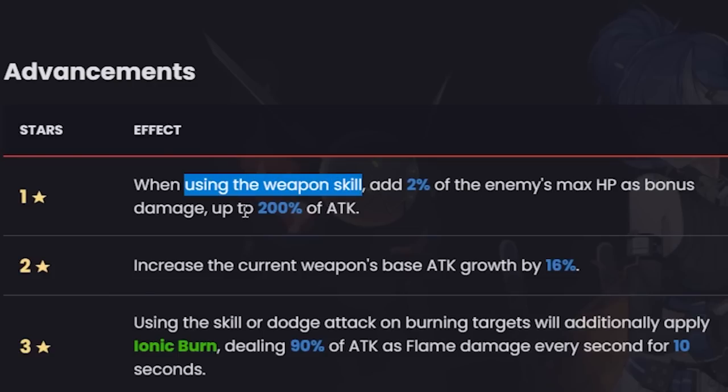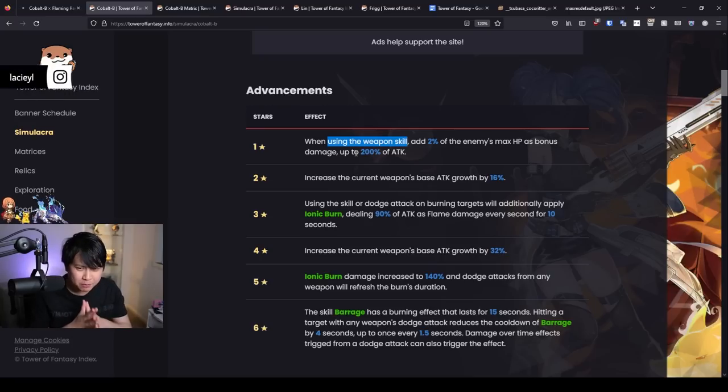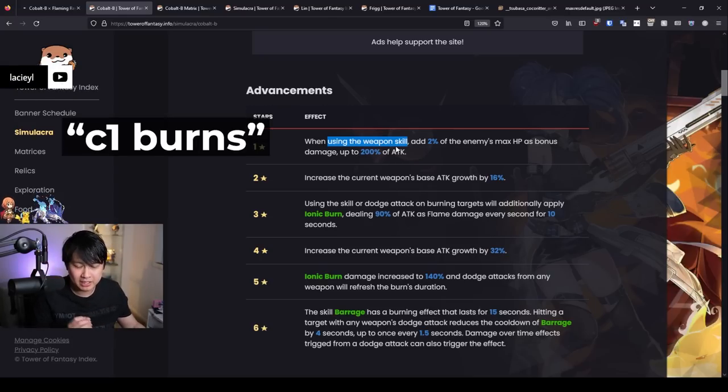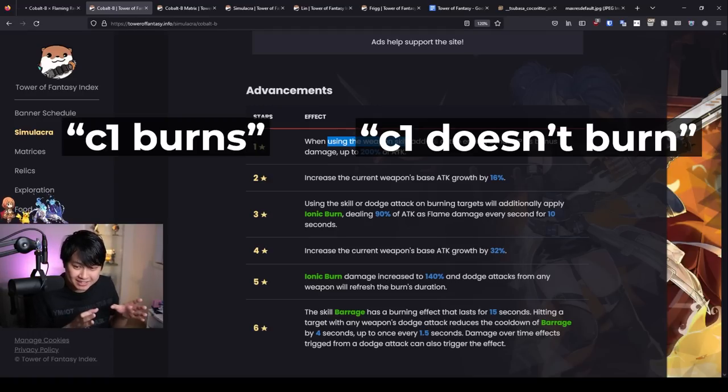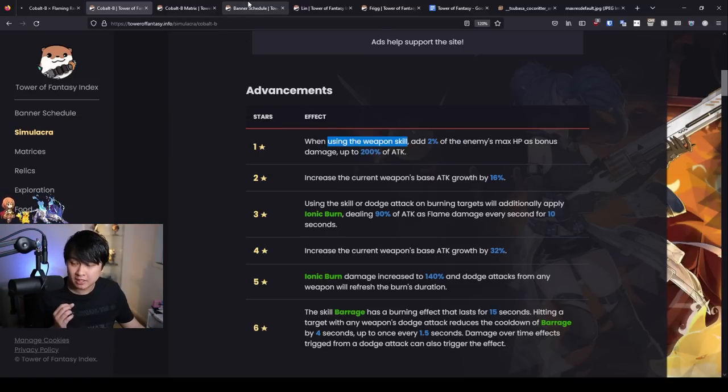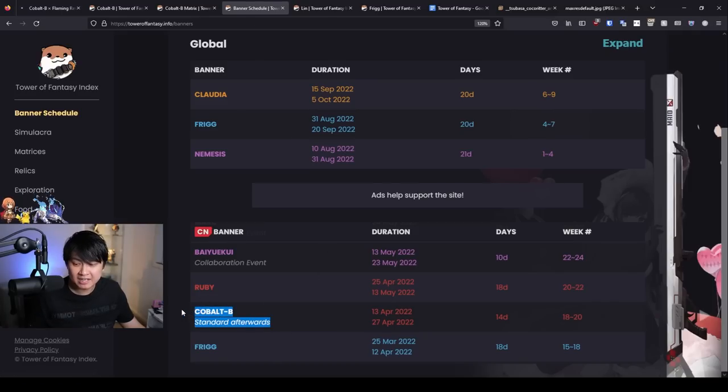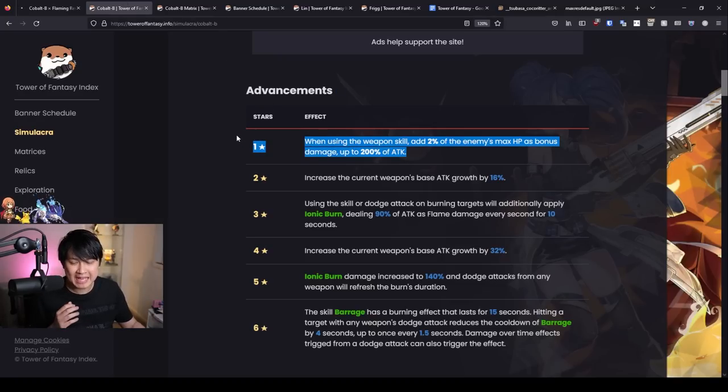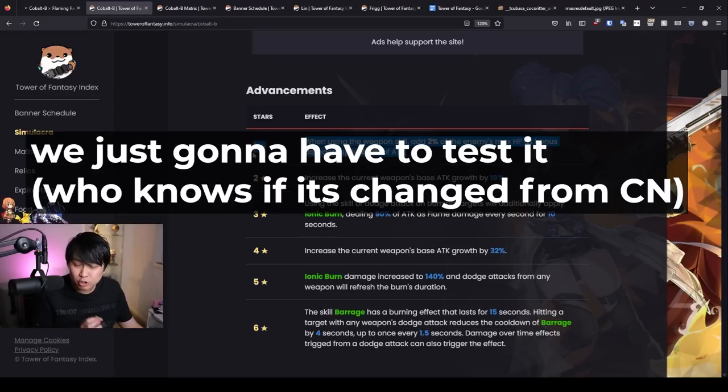And so starting off with the first star advancement, when using the weapon skill Barrage, add 2% of the enemy max HP as bonus damage up to 200% of attack. Now, there are a couple of interpretations of this advancement because some people have claimed that this actually counts as a burn, whilst some other CN players have claimed that it does not actually count as a burn. And the reason for this confusion is because generally speaking, when people have pulled for Cobalt, they have gone for Cobalt 6 star. And on top of that, if I come over to the banner schedule, you will see that Cobalt B was added to the standard banner. What that means is that it was very easy to get her to C6. So anybody that uses Cobalt B, generally speaking, has her at C6. Not very much C1 enjoyers, so it's not very clear whether this is actually a burn or not. I suspect it's not a burn, and there is nothing explicitly stating it is a burn over here, but it could be a source of it.